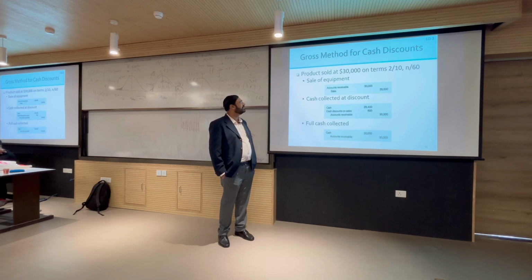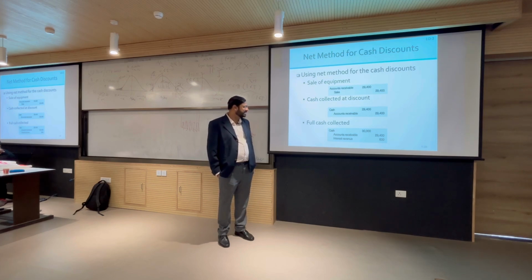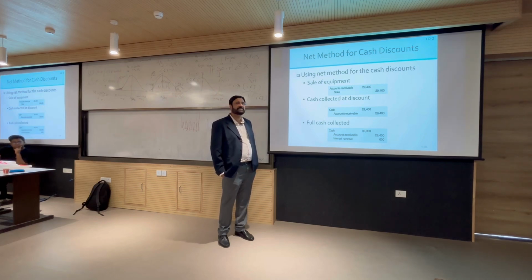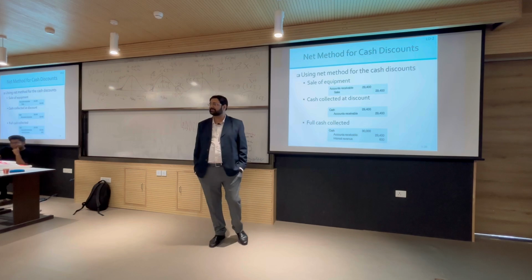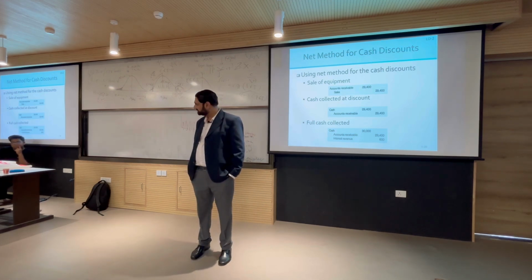There is another method called the net method, which is coming up in the next slide. But we can ignore this method, I would say, because here it is treating, if you see, a sale of only 29,400, and then it is treating the extra 600 as interest revenue. So, we will just ignore this method, we will focus on the gross method, which is much easier, because that extra 600 is not actually an interest revenue. So, we go with the first method, which is the gross method. Next.